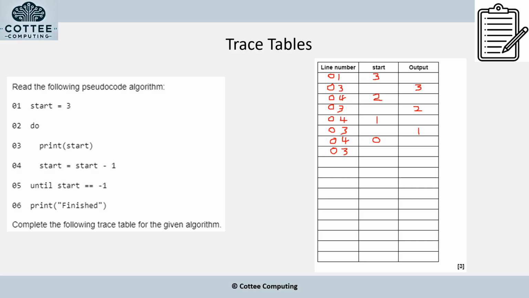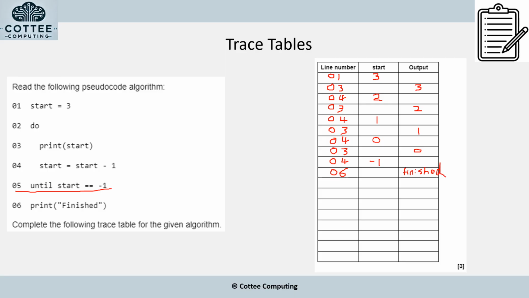Line 3 is print start, so let's print start out, which is 0 at this point. Then we do line 4, which is start equals start minus 1, so 0 minus 1, that's going to be minus 1. Now that's the bit where we want to stop because of until start equals minus 1. Well, now we've got start equal to minus 1. So now we can print out line 6, and we finish with finished, which is hard to write on a mouse.